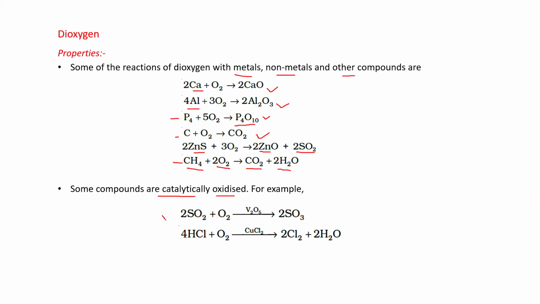For example, SO2, when it reacts with O2 in the presence of V2O5 as catalyst, will form SO3. In the same way, HCl, when it reacts with O2 with CuCl2 as a catalyst, will give Cl2 and water.